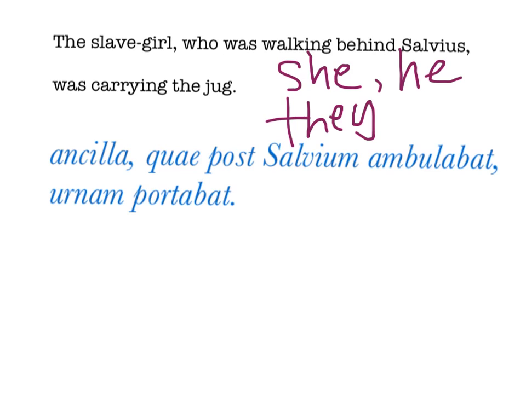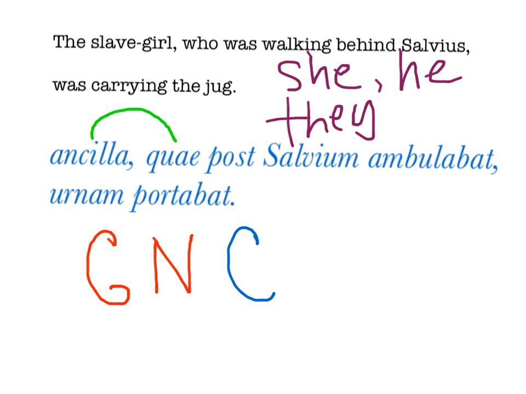Gender and number. In Latin, you know as well that we have case, so those are the three things that we have to pay attention to. So we have gender, we have number, and we have case. That's going to be important, and we'll need to keep it in mind when we look at the relationship between ancilla and quae, our antecedent and our relative pronoun.